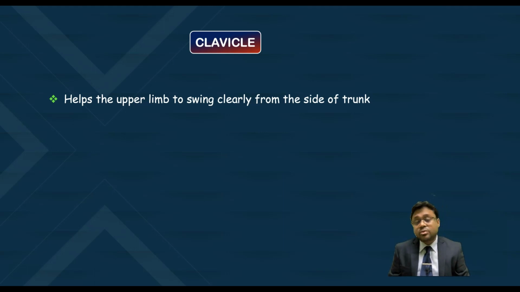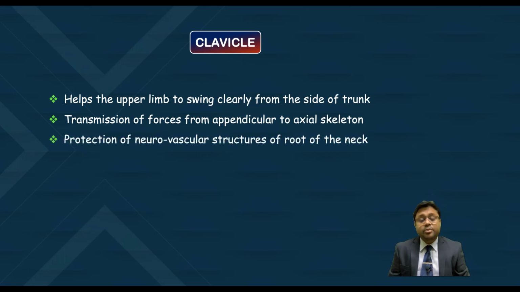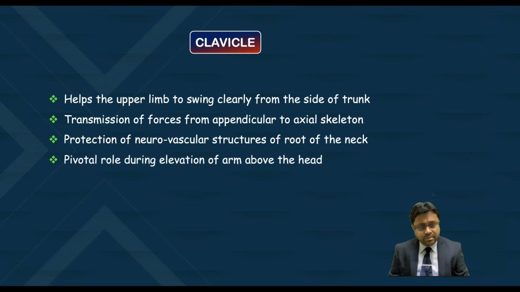For example, it helps the upper limb to swing clearly on the side of the trunk, to prevent brushing of the side of the trunk with the upper limb. Next, it helps in transmission of forces from the appendicular to the axial skeleton. Thirdly, it protects the important neurovascular structures at the root of the neck. Last but not the least, it also plays a pivotal role during elevation of the arm above the head.